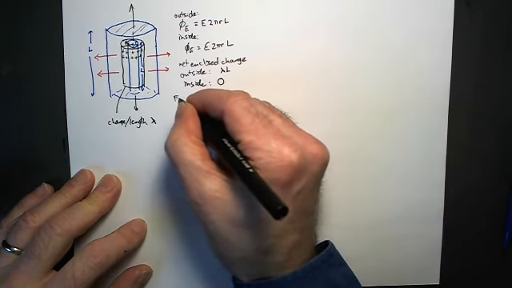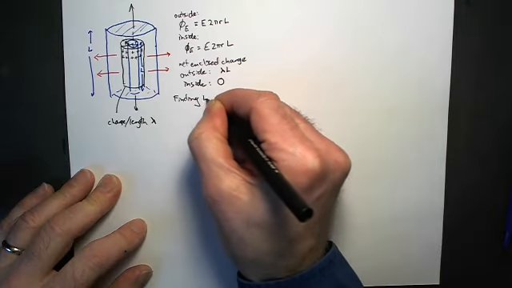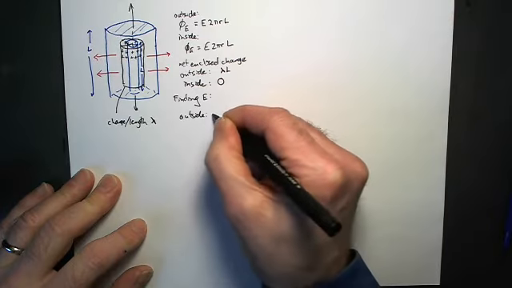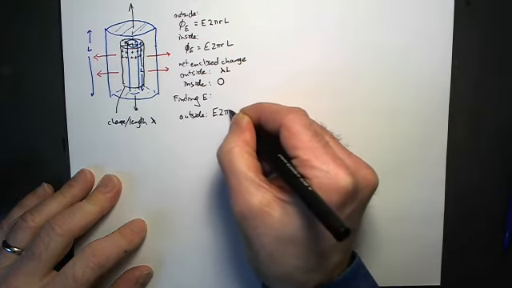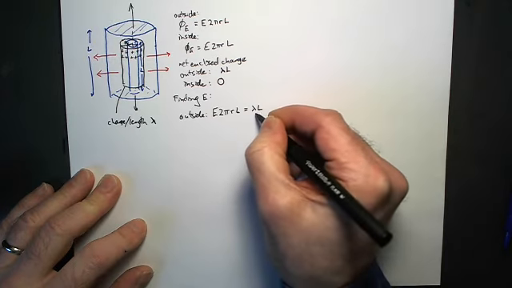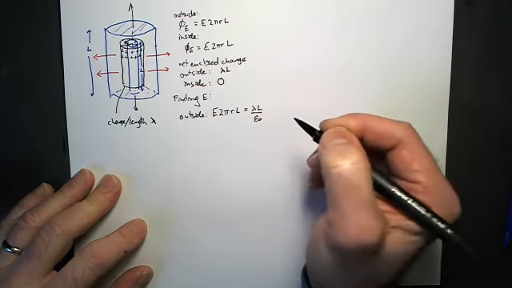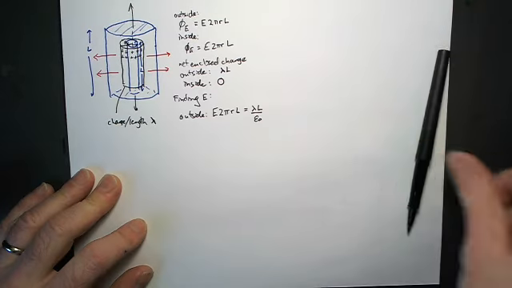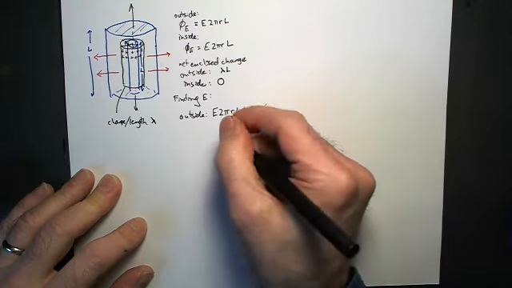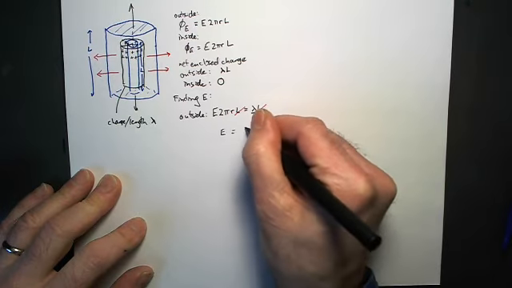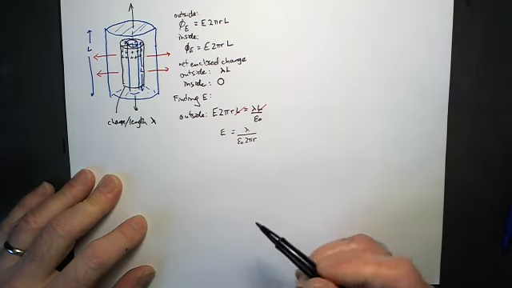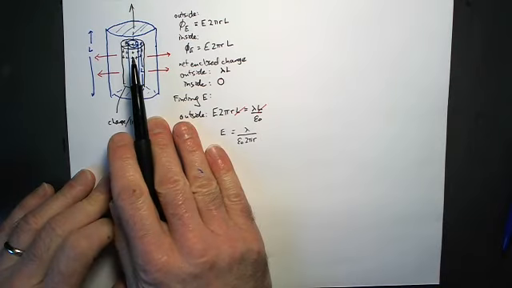And in the final step, we use Gauss's law to find the field. So finding E outside, we set the flux, E 2 pi RL, equal to the net enclosed charge, lambda L over epsilon naught, because it's Q net enclosed divided by epsilon naught. We cancel the factors of L, and we solve for the electric field. E equals lambda over epsilon naught 2 pi r, just as we had before for the narrow rod.